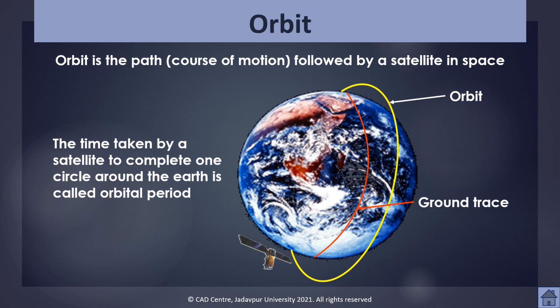and the time taken by a satellite to complete one circle around the earth is called the orbital period. For example, if the satellite starts from this particular location, then after completing the circle, it will come back to this place once again. So the time it takes to complete one circle is called the orbital period.